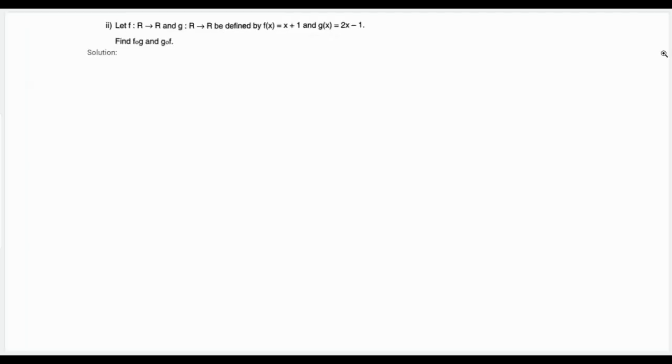Let f from R to R and g from R to R be the functions defined by f of x is equal to x plus 1, and g of x is equal to 2x plus 1. They're asking you to find the fog and gof. So it's very simple.